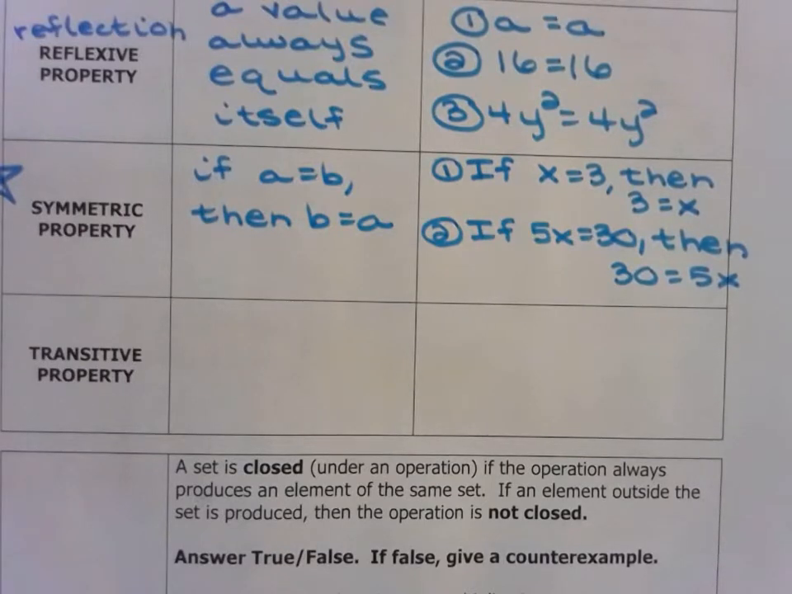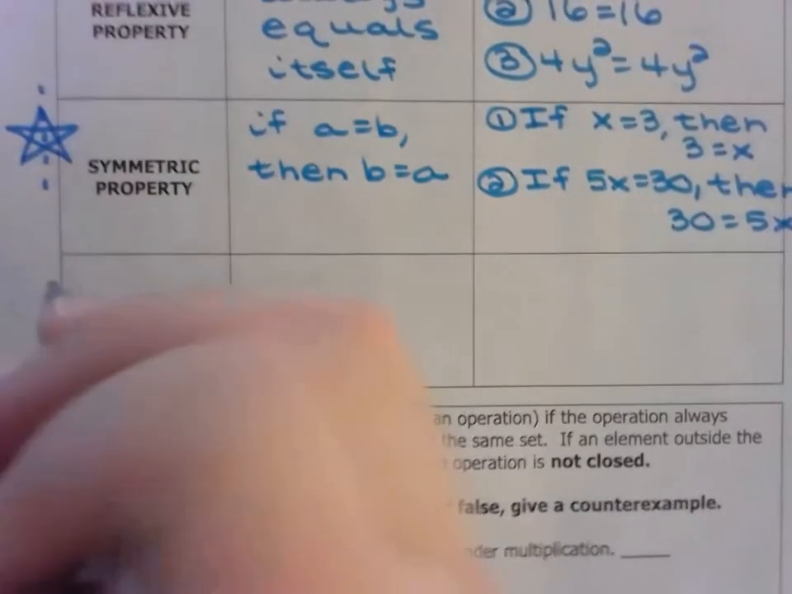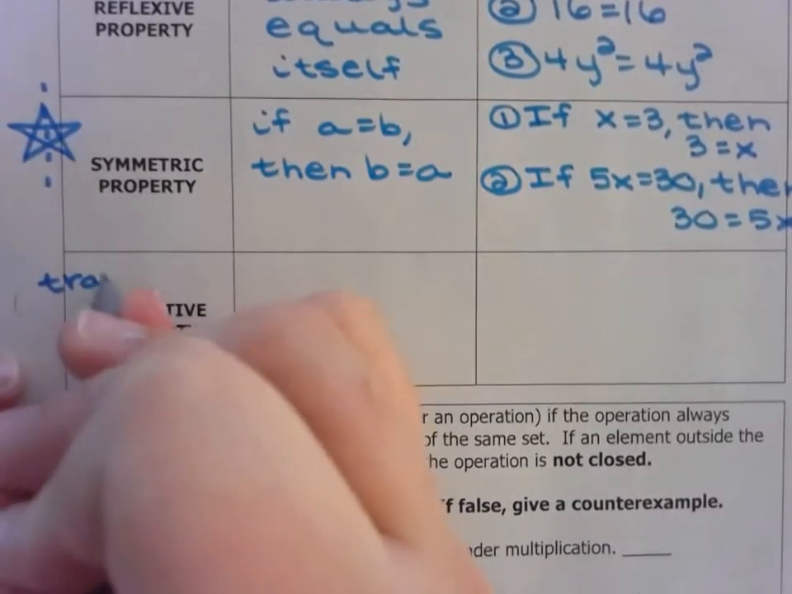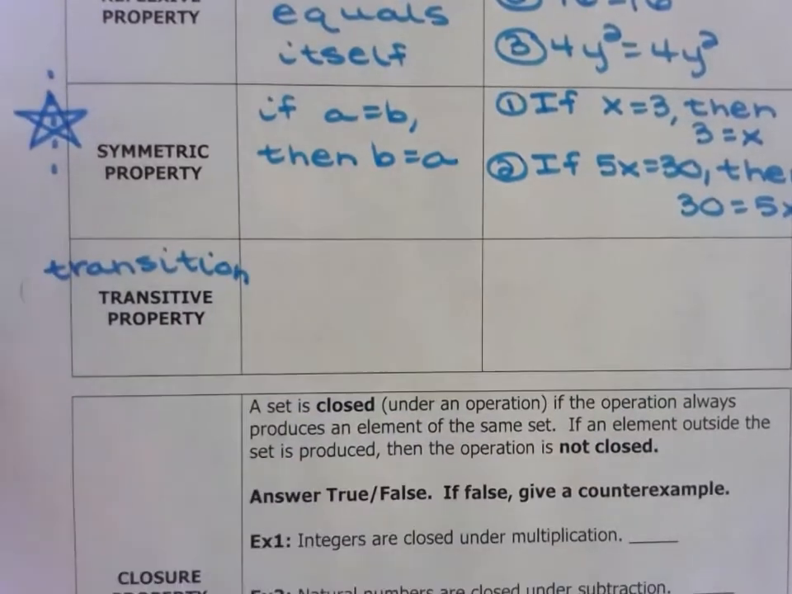Okay, one last one. We're not doing closure. If I look at transitive, this one's a little harder to think about. Transitive, I think of the word transition. Transition, anybody kind of know what that means? Yeah, like a smooth transition, which means I'm kind of moving along. Like you transition from class to class throughout the day. So transition means you're moving from one thing to another.